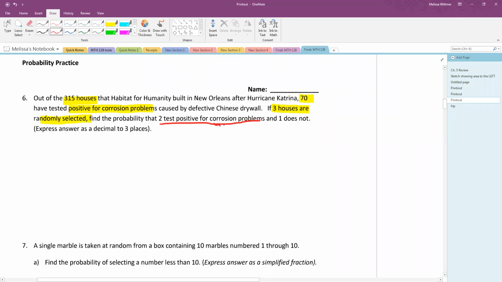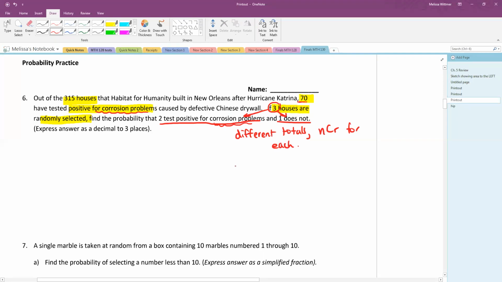So I'm seeing this mentioned again, so that's a trigger that you've got to match something up, because we talked about positive for corrosion up here and we had a different total for that. And then 1 does not. Okay, so we want to pick 3 altogether, splitting it up, 2 with corrosion, 1 with not. When we have different totals, we need to set up a combination for each.